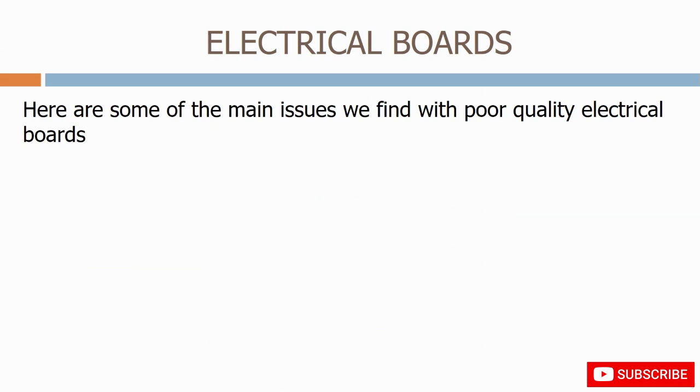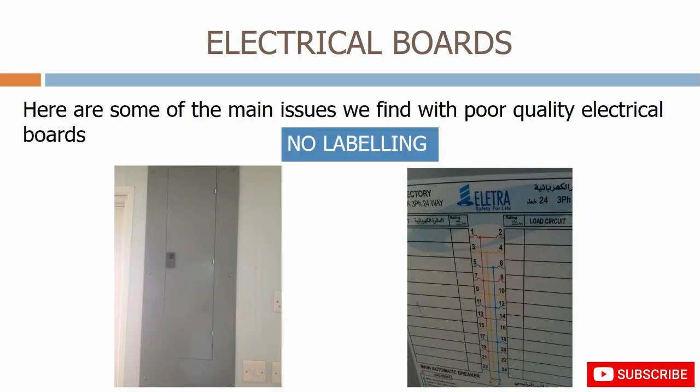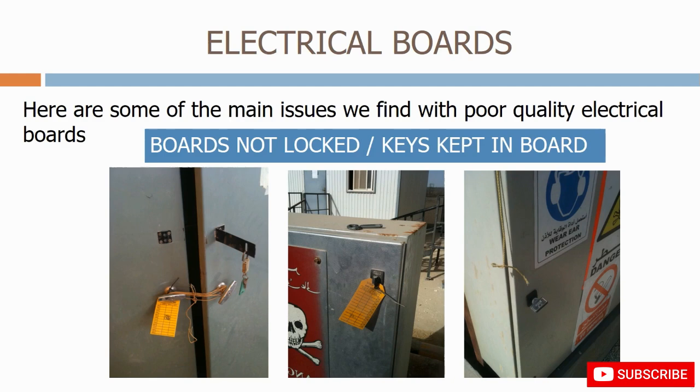Here are some of the main issues we find with poor quality electrical boards. Firstly, we see no labelling on the board. Danger labels are missing, and the separate circuits are not identified. Another thing we see widely is boards that are not kept locked, or where keys are kept in the board, making the locks useless. All boards must be locked, and the keys kept in a locked key cabinet in the electrician's office.